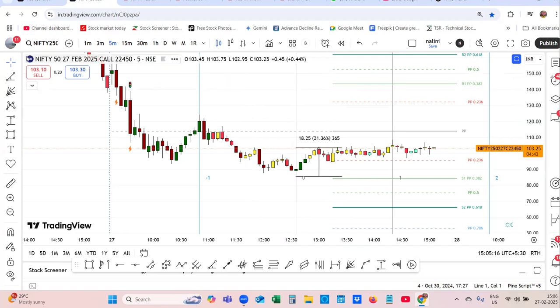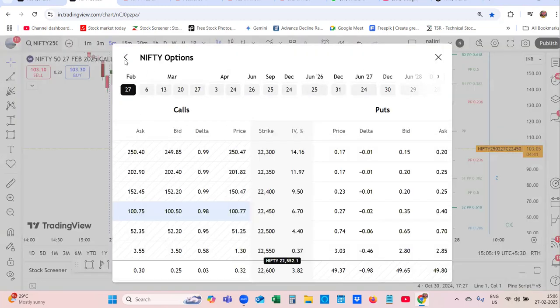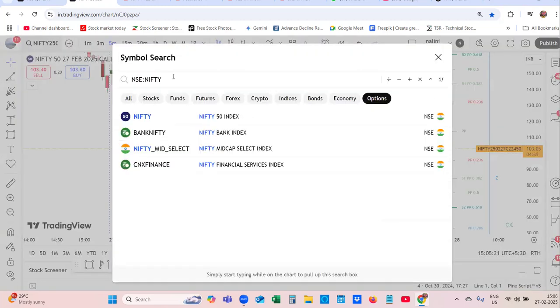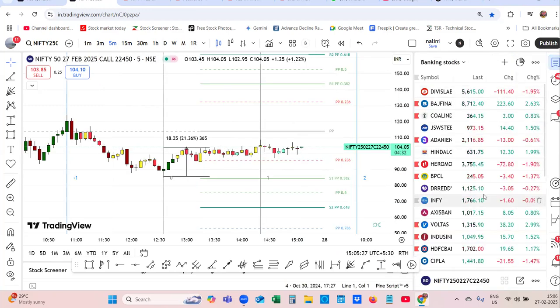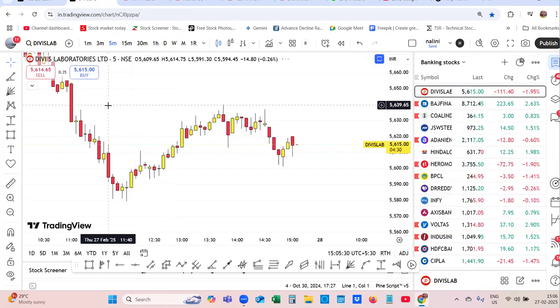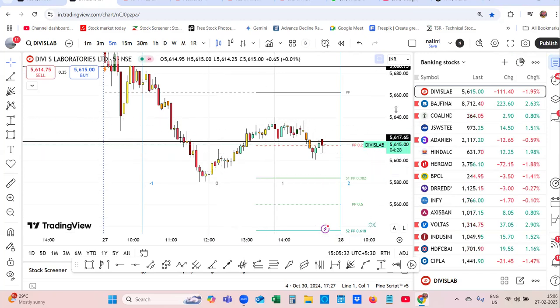Let me go and show it to you in a random stock, any random stock, how it could have been done. Okay, let me click on this. Okay, DV Lab, we'll take DV Lab.